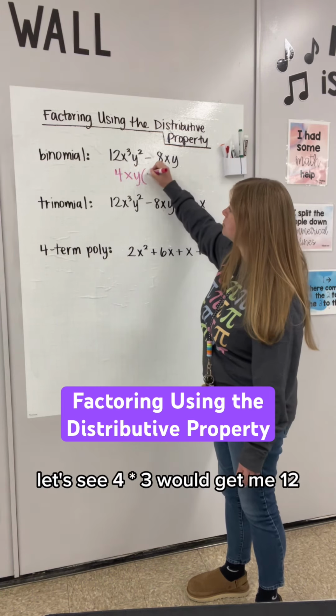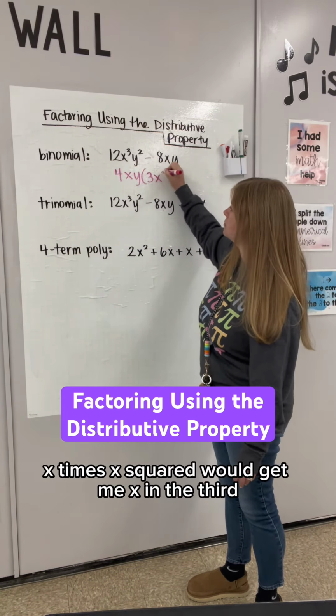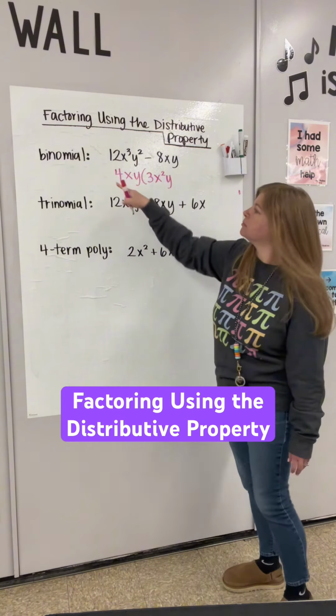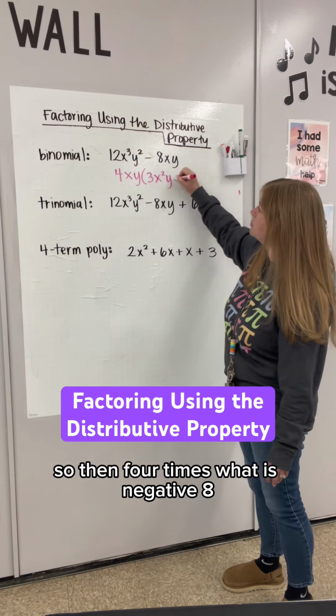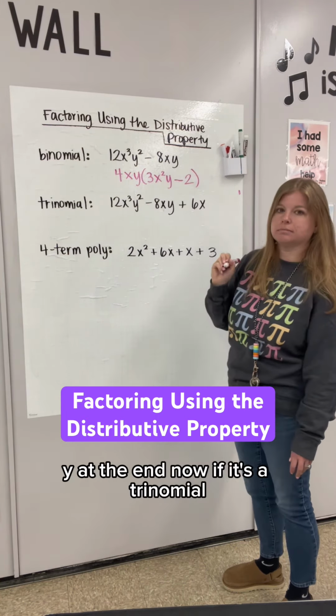Let's see, 4 times 3 would get me 12. X times x squared would get me x to the third, and then y times a y would get me y squared. So then 4 times what is negative 8? Okay, negative 2. And then xy is already there, so I don't have to put any xy at the end.